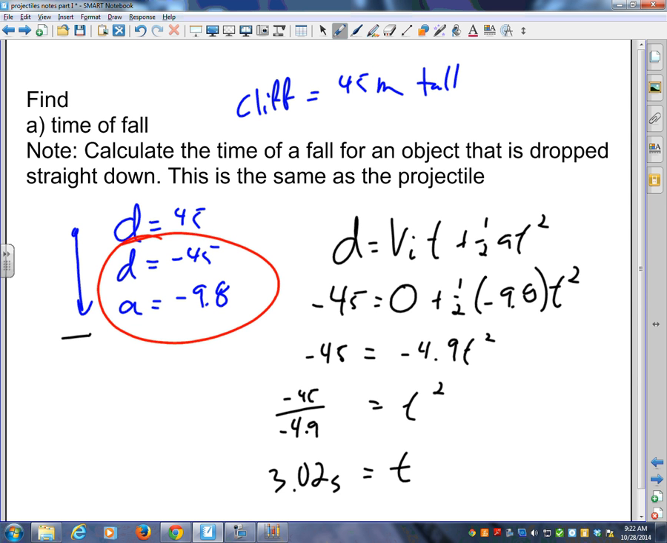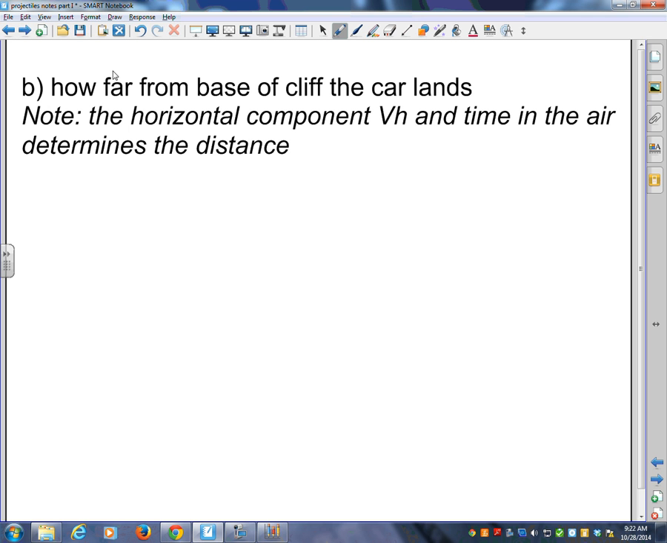Is it any different than if I just dropped it off a cliff like we did back in Unit 1? No, really it's not. But the question is, how far from the base of the cliff will the car land? Because if they're going to put some kind of device to make the car blow up extra special, they'd probably put it in the car, not on the ground. But they want to know where it's going to land, right? They want to have their camera set in the right spot. How far from the base of the cliff will the car land?